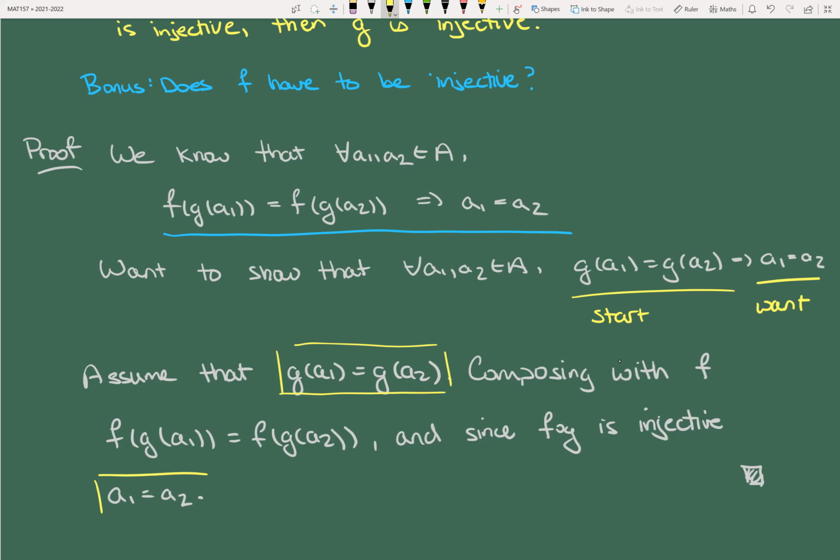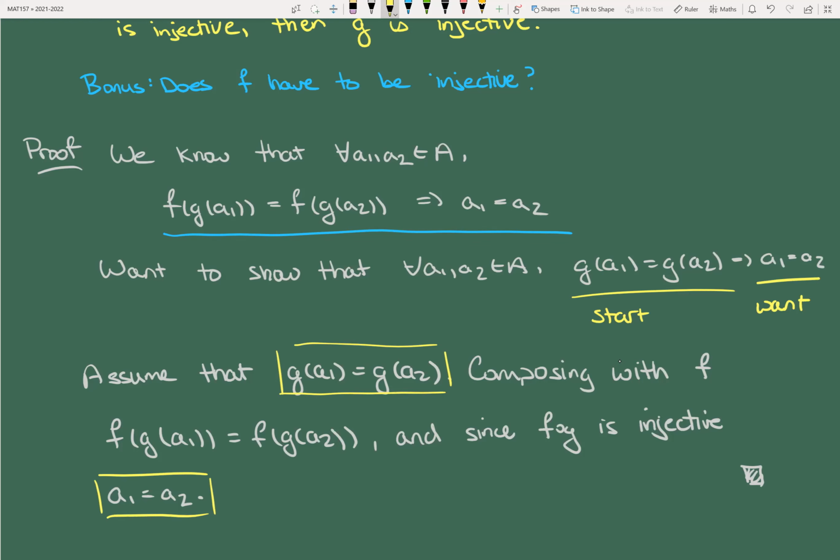Whatever I did in between, I ultimately finished with the fact that a1 is equal to a2. And that's what it means for g to be injective. I started with g of a1 being equal to g of a2 and finished with the arguments being equal. So it's easy to get lost in the intermediate steps, but from where I started and where I finished, that's precisely what it means for g to be injective, okay?